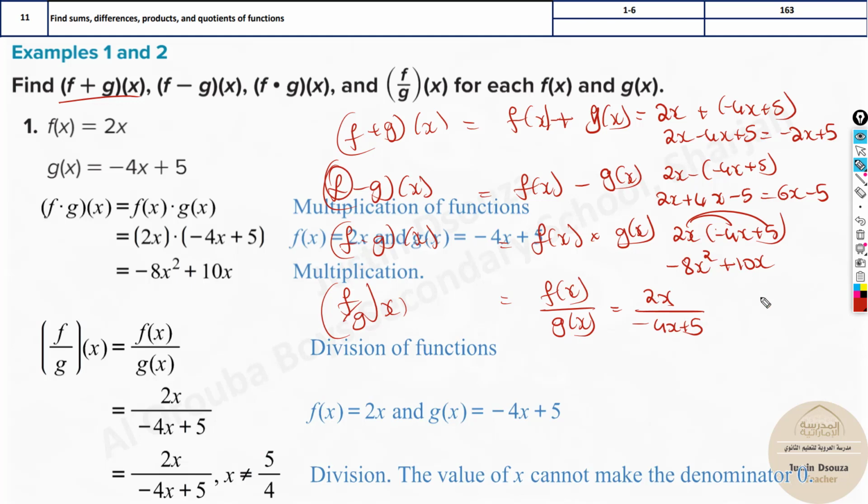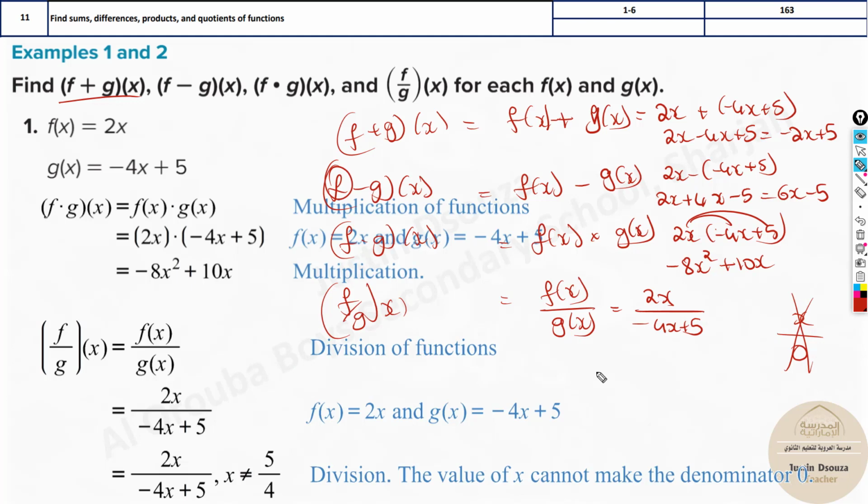Now, what is anything divided by 0? You can't divide any number, say x divided by 0 is not possible, it's undefined. Because when you divide anything by 0, it will be an extremely large number, it goes up till infinity. It's not possible, so it's an undefined value.